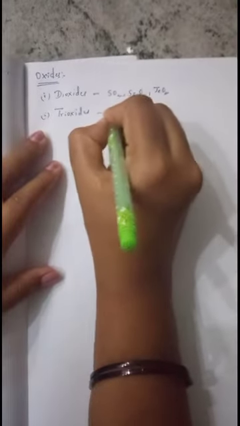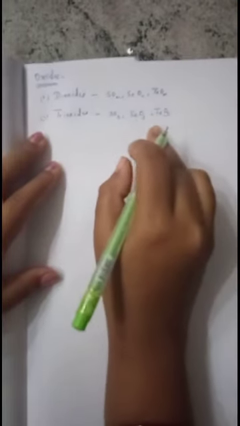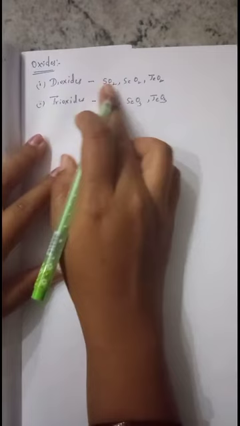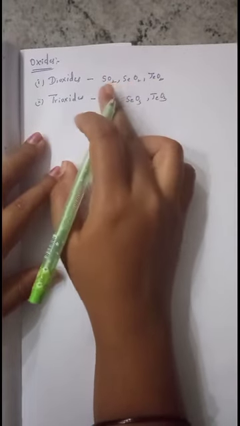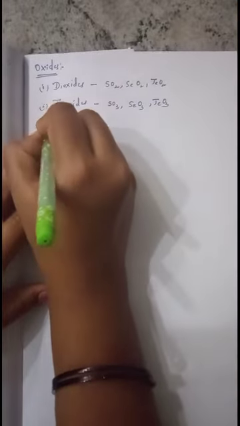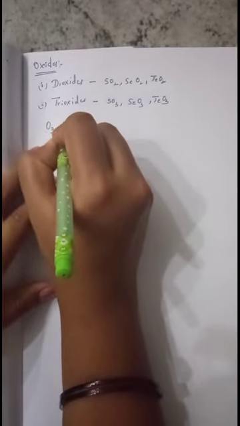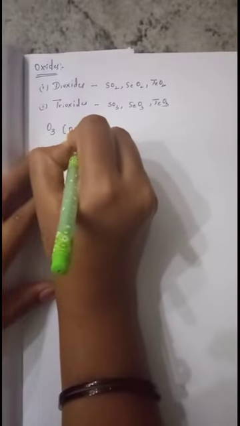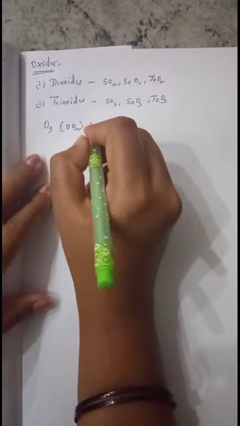Whereas trioxide examples are SO3, SeO3 and TeO3. If 3 oxygen atoms are there, those are said to be trioxides. If 2 oxygen atoms are involved in the preparation of oxides, those are said to be dioxides. O3 is the dioxide which may be treated as oxygen dioxide. Okay, we can also write it as O2. So this OO2 is known as one of the dioxides of oxygen.